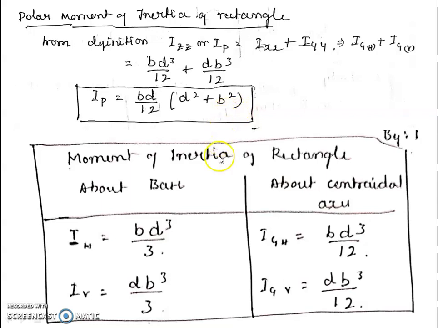Okay, now summarizing these things, we have the moment of inertia of a rectangle about its base. If the base is horizontal, it is given by BD cube by 3, and if vertical, it is given by DB cube by 3. Similarly, the moment of inertia of a rectangle about the centroidal axis is given by BD cube by 12. If it is vertical, then it is given by DB cube by 12. These are the equations you have to remember.